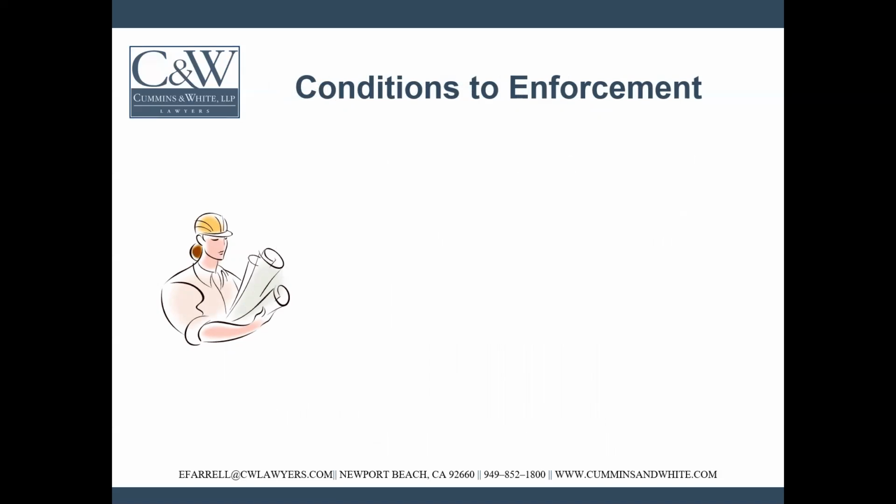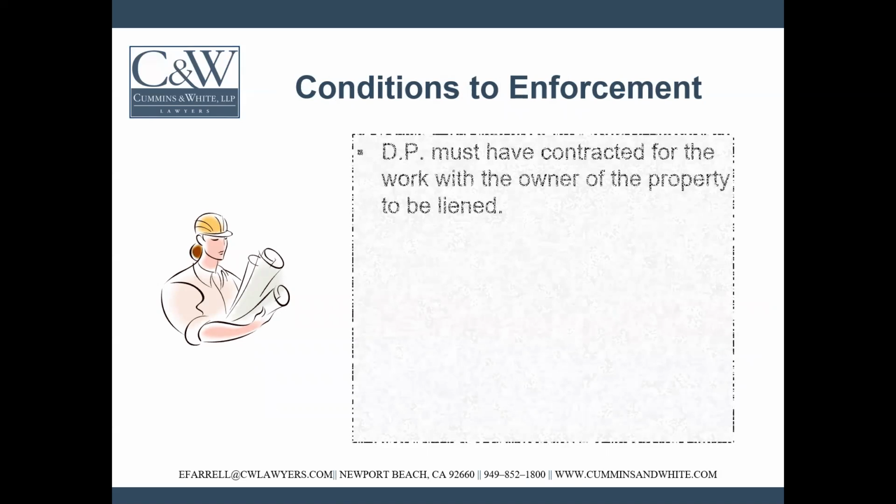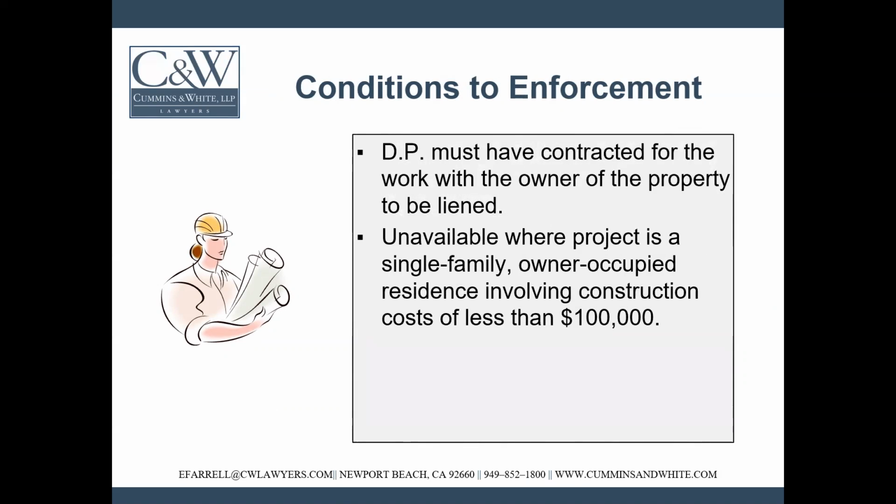Now, design professional liens have very specific conditional enforcements that need to be adhered to make sure that they are able to effectuate payment. First, the design professional must have contracted for the work with the owner of the property to be liened. There must be a direct written contract. And it's unavailable where the project is a single-family owner-occupied residence involving construction costs of less than $100,000.